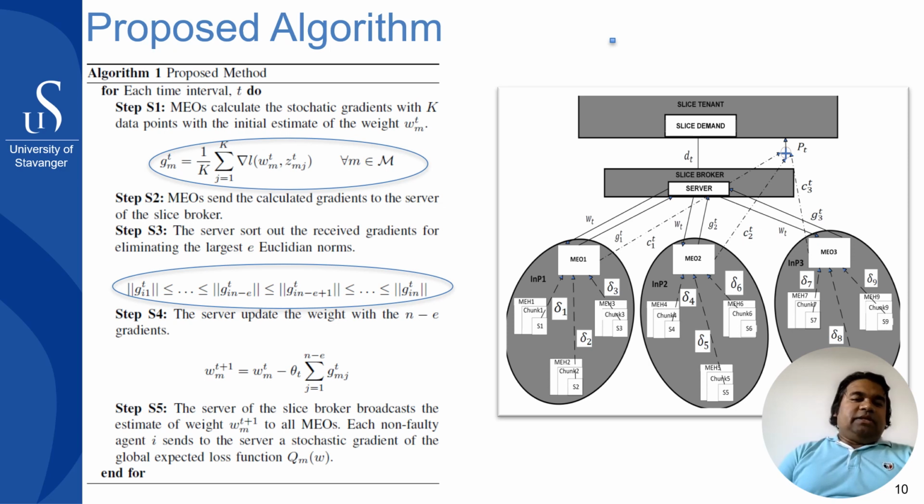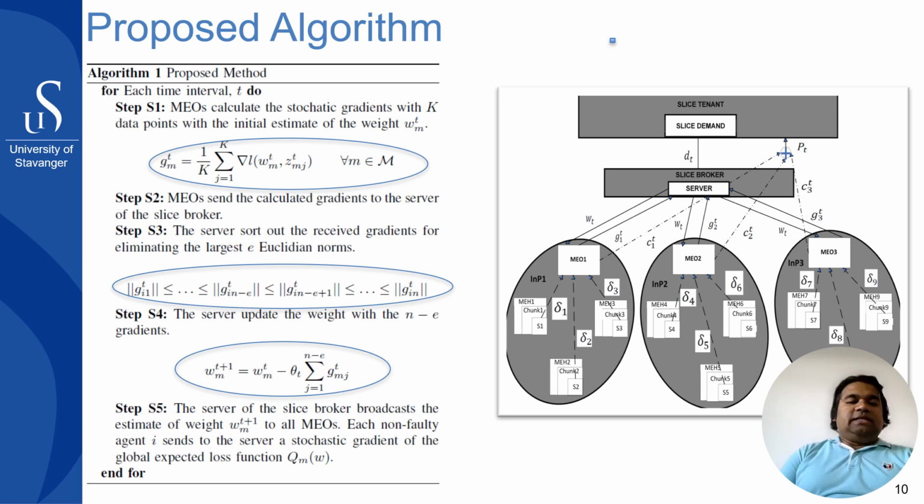Then the server updates the weight with the remaining n minus e gradients. So it will be calculated in this way. And then the server of the slice broker broadcasts the estimate of weight to all MEOs.